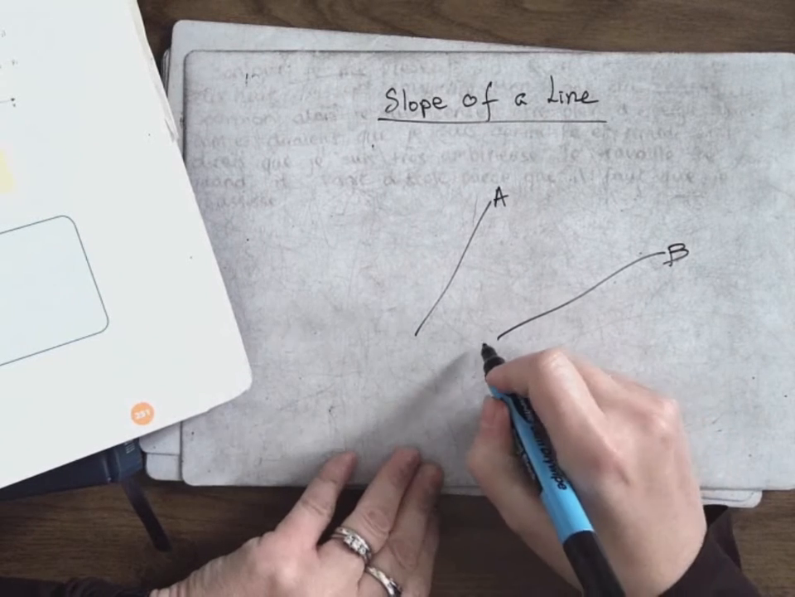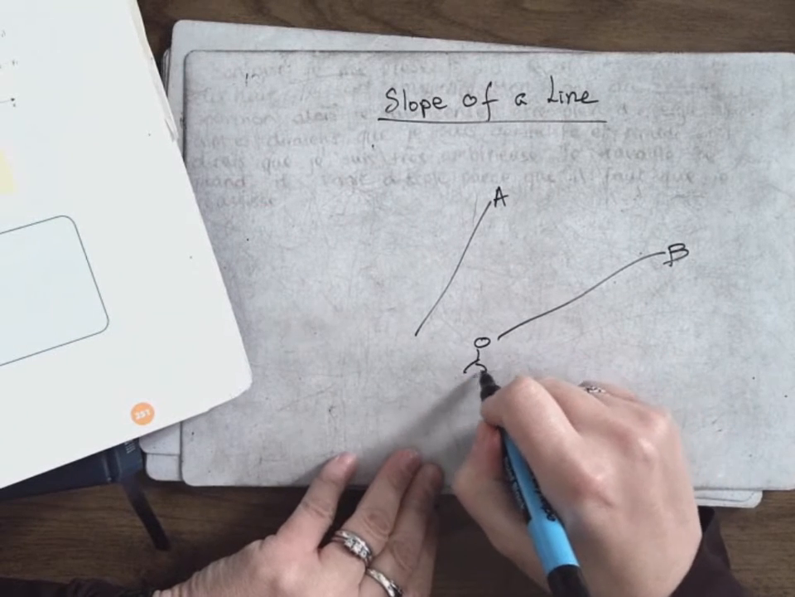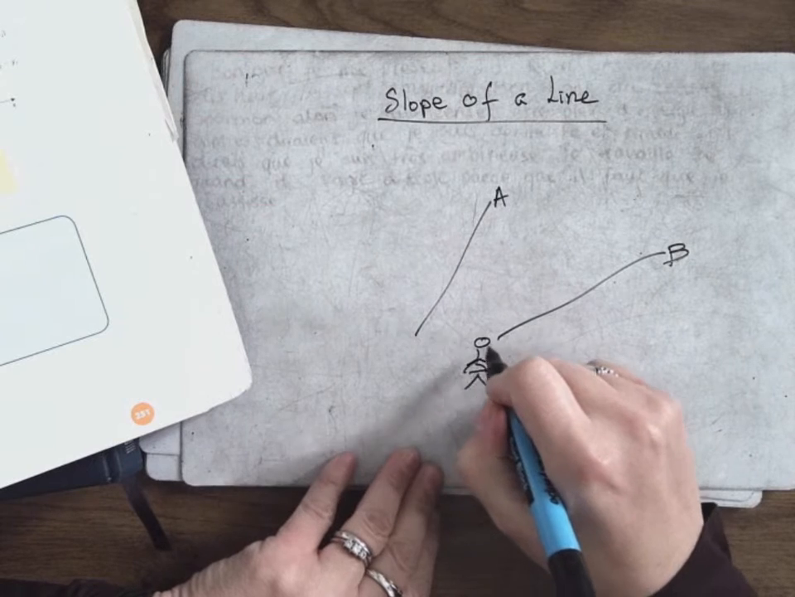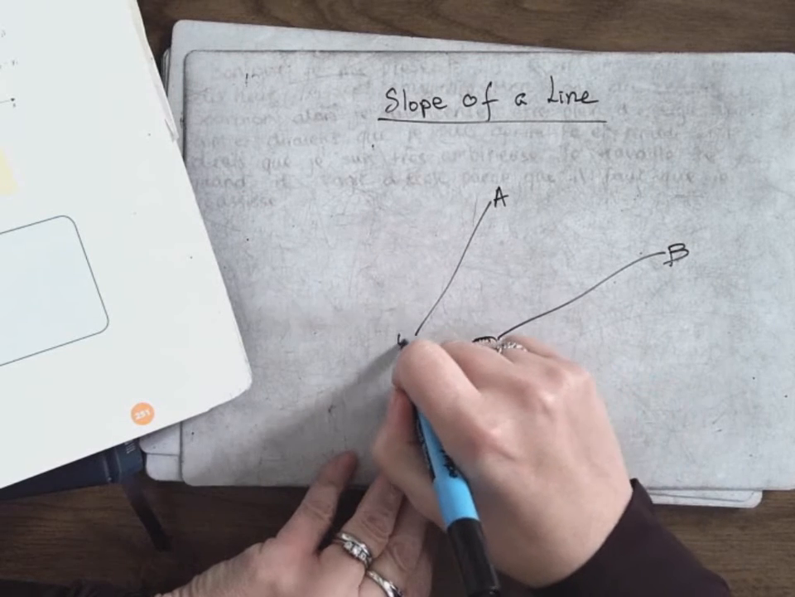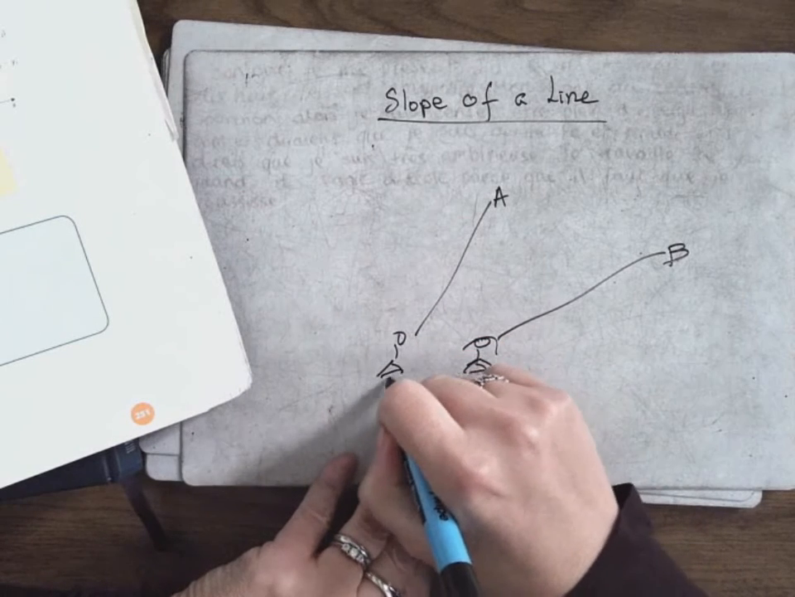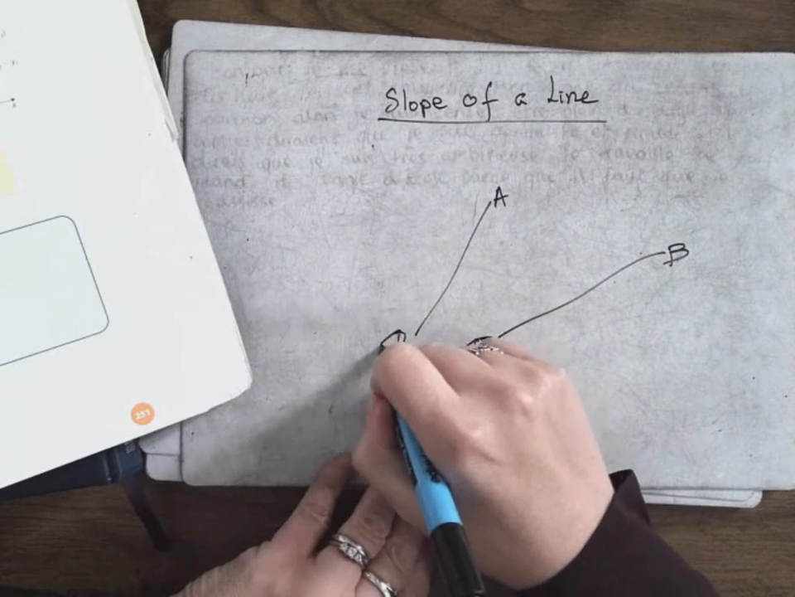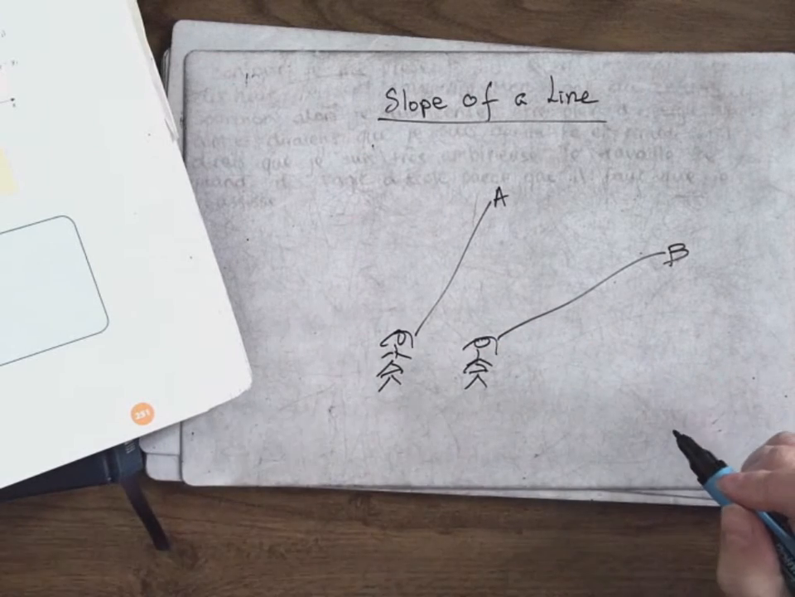A. Imagine you're at the bottom of the hill and you ask yourself, which one do I want to climb up? Which hill do I want to climb up? The easiest one to climb up is B, so that means it's got a smaller slope.